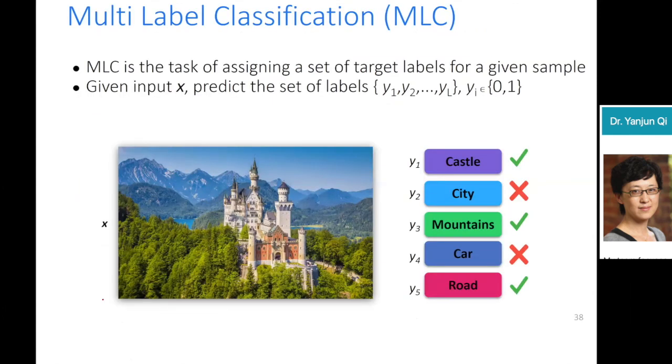All right, one more, something called multi-label classification. For this image, you can predict it has a castle, it has a mountain, it doesn't have a car, it has a road. This is different from multi-class classification. As we already mentioned, in multi-class classification you only classify the sample into one of the labels in that multi-class set. But here, you may have multiple labels for this image. This is called multi-label classification.